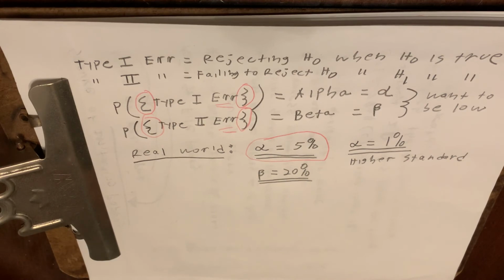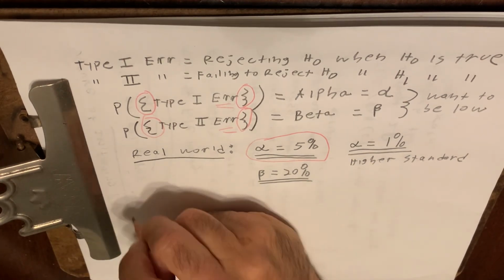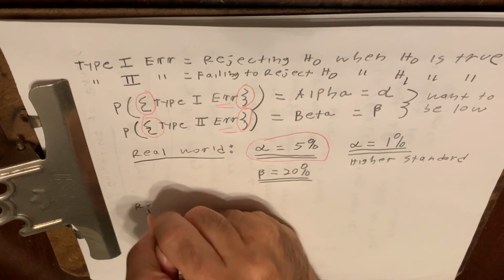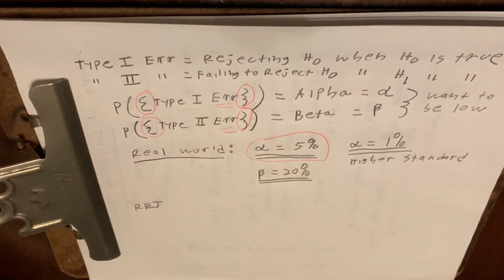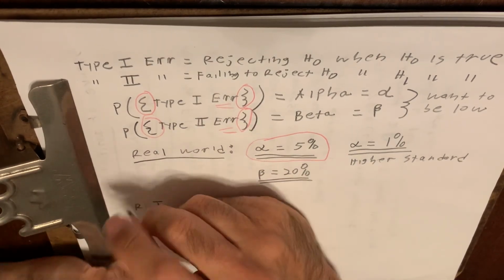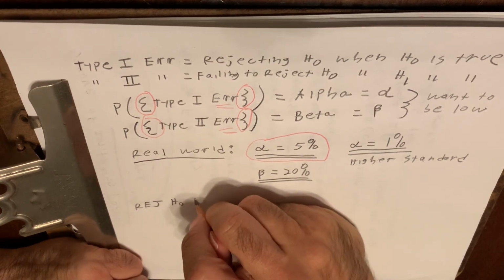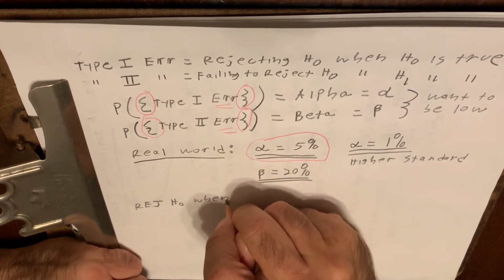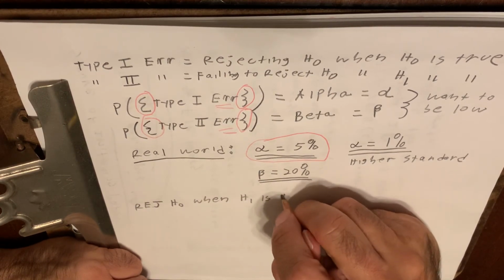So the other thing I want to go about is what happens if we reject. Now I'm just going to write REJ for reject. I'm going to save myself a little writing. What happens if we reject the null hypothesis when the alternative hypothesis is true?